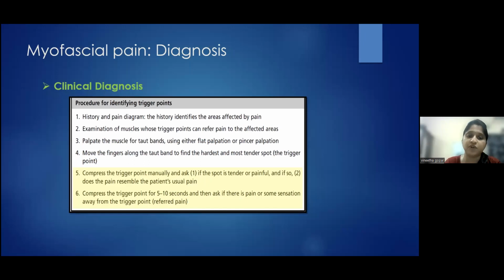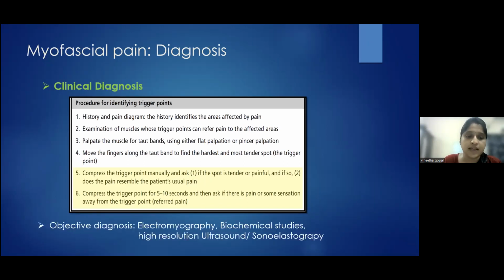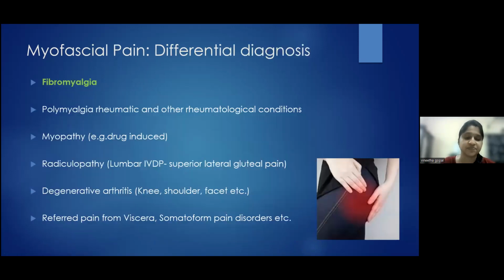You have to wait for 5 to 10 seconds and see whether there is any sensation away from the area where you are pressing. That is referred pain. And as I think Dr. Vineetha asked me in the beginning, did I see anything in the ultrasound? For that, you need high-resolution ultrasound, and a newer technology is coming, vibration sonoelastography, to identify the trigger points. As of now, myofascial pain is completely a clinical diagnosis.